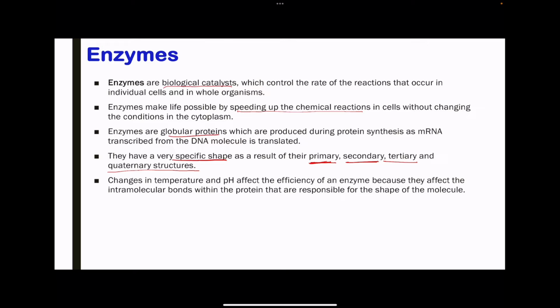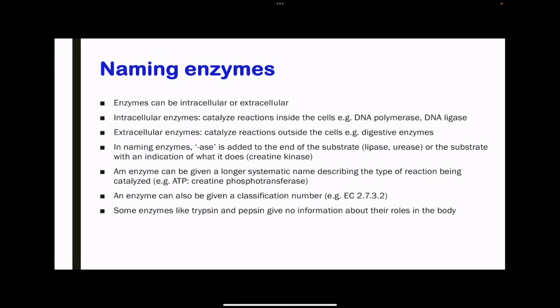Wherever enzyme-controlled reactions occur, factors like temperature and pH affect the efficiency at which these enzymes perform specific tasks. If these factors affect the intramolecular bonds within the proteins, like ionic bonds and hydrogen bonds, this can be responsible for changing the shape of the enzyme and therefore affecting the active site of the enzyme, causing the enzyme to be denatured. Next, we go to naming enzymes.